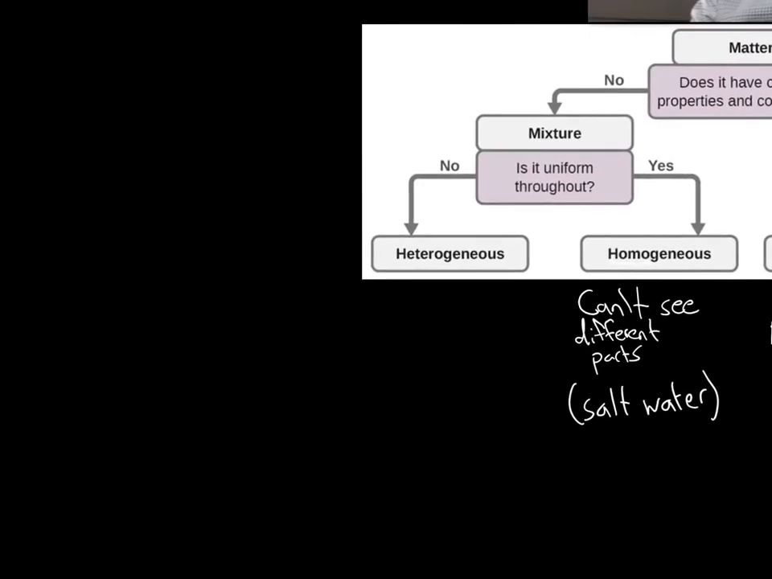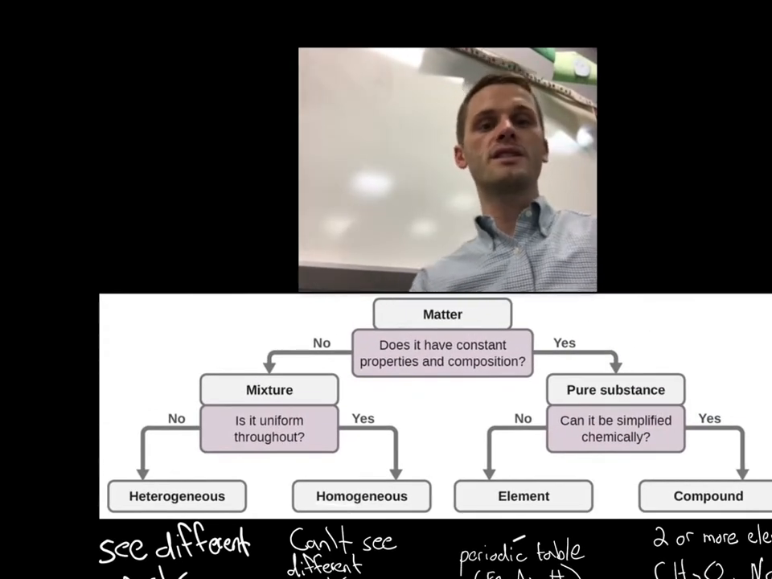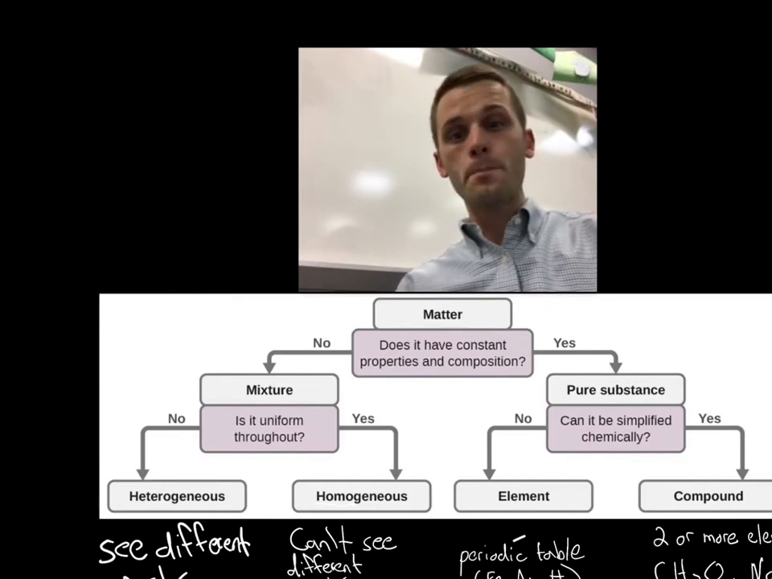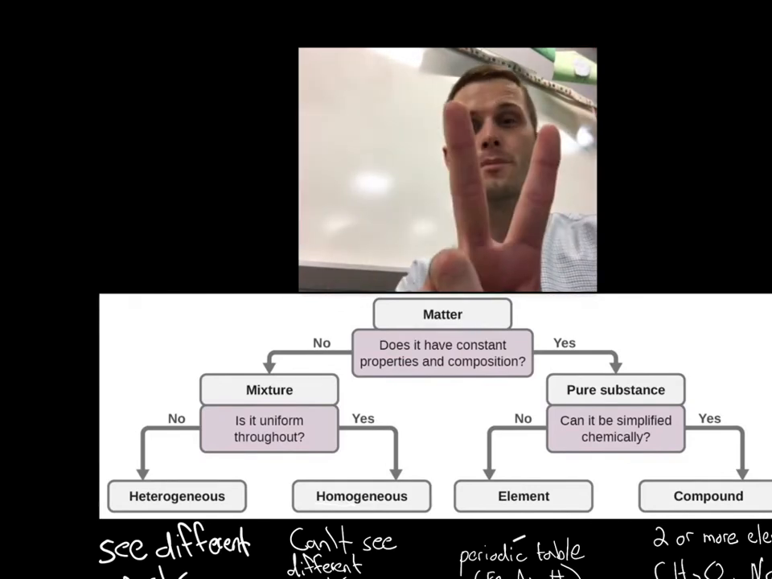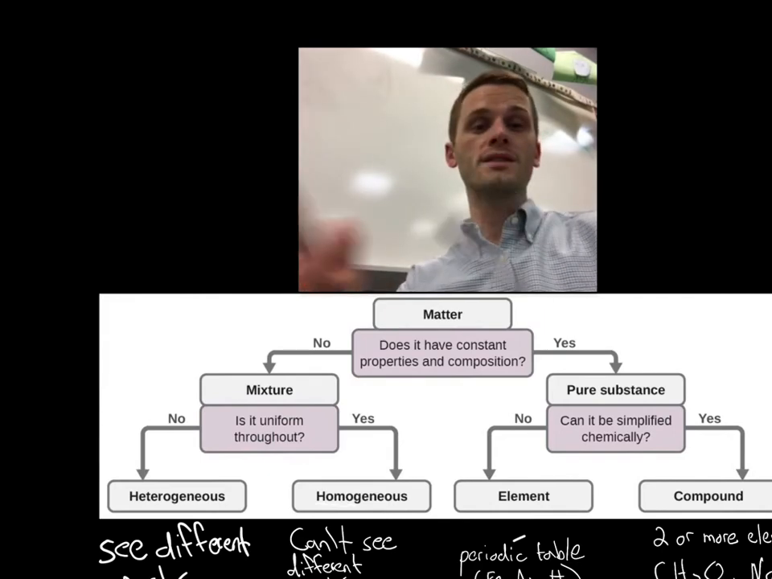The other kind of mixture is a heterogeneous mixture. Hetero means different, so that means you're dealing with a mixture where you can see different parts. I like to think of pizza. In a pizza, you can see the different parts, you can see the cheese, the sauce, the pepperoni. And importantly, a pizza is still a pizza if you have 2 pepperoni versus like 5 pepperoni. It doesn't have a constant composition.